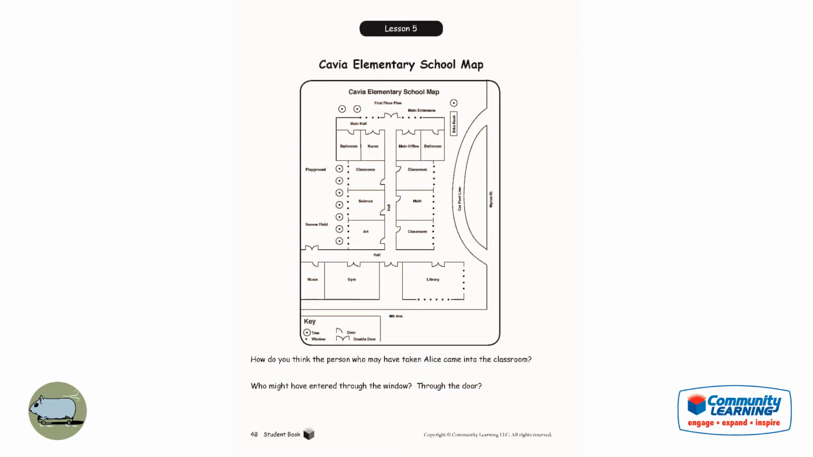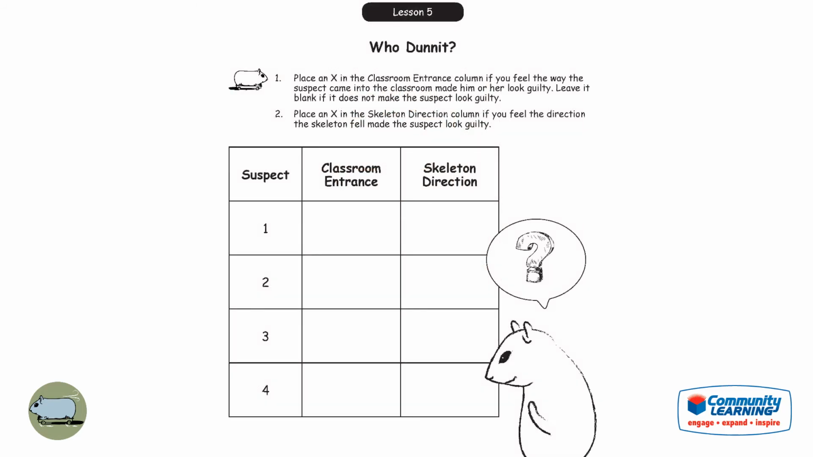Look at the map of Cavia Elementary. Use the alibis from Lesson 4 to determine which entrance to Mrs. Hawkins's classroom was most likely used by each suspect. Finally, based on your class findings, decide which suspect's position at the time Alice went missing makes him or her look guilty. Record your thoughts on the Whodunit page.